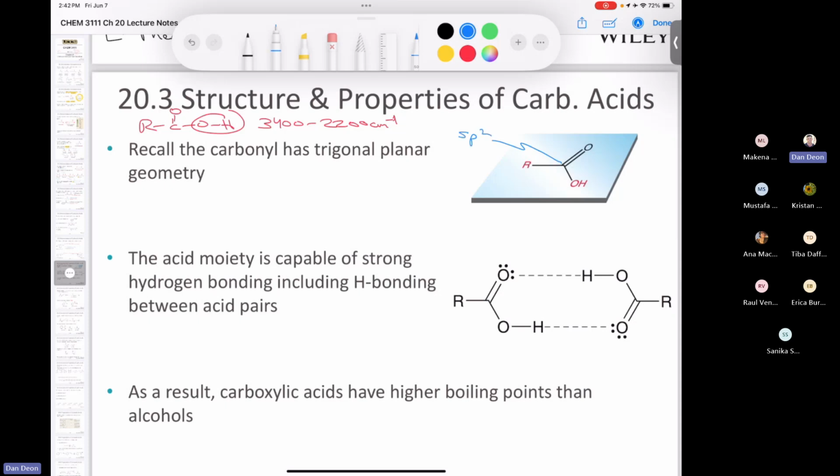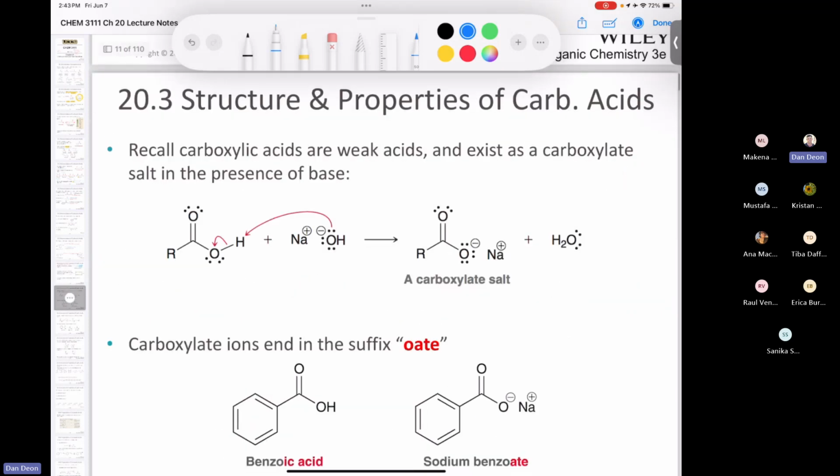And so because carboxylic acids can form these extensive hydrogen bonds like this, we sometimes call it a dimer when they bond together like this. That's why acetic acids have even higher boiling points than alcohols. Let's say you compare acetic acid, which has 2 carbons, versus ethanol, which has 2 carbons. Acetic acid has a higher boiling point.